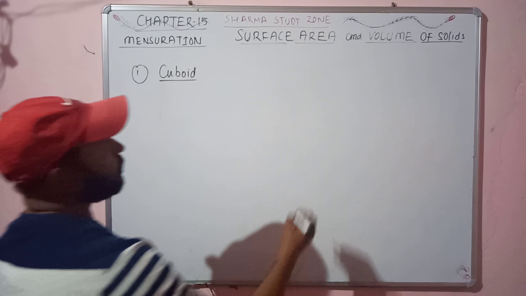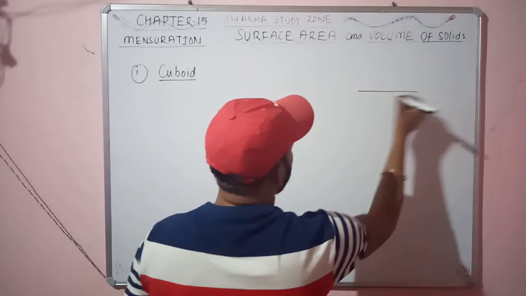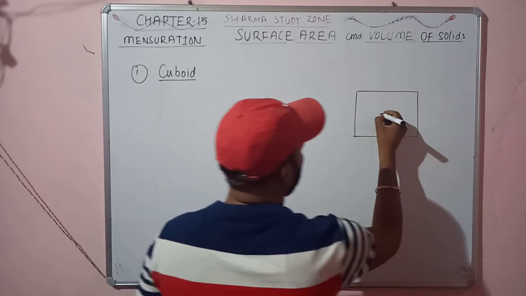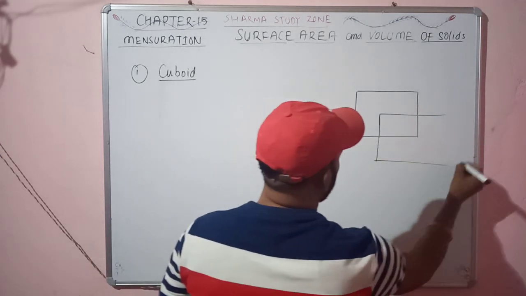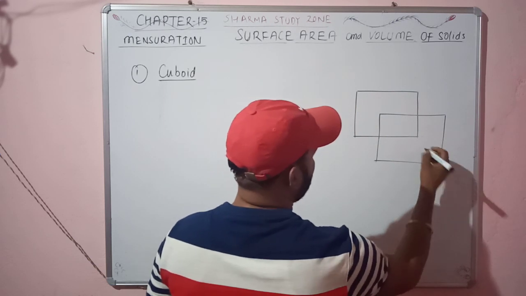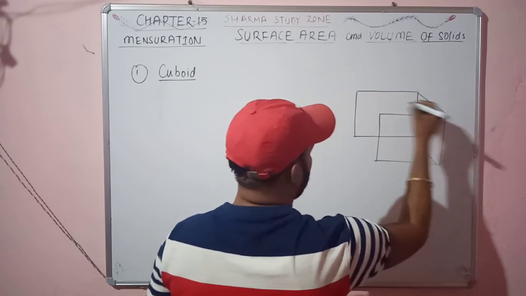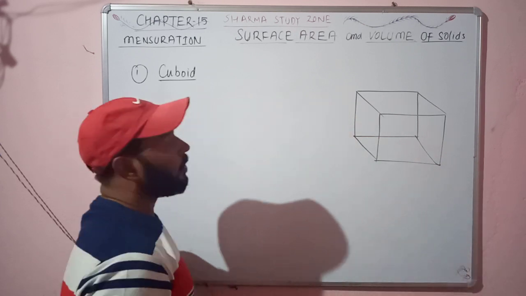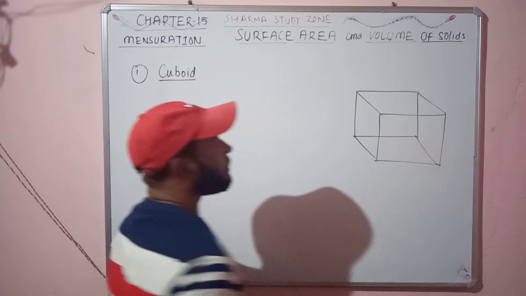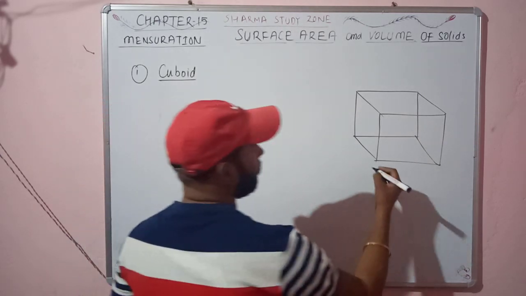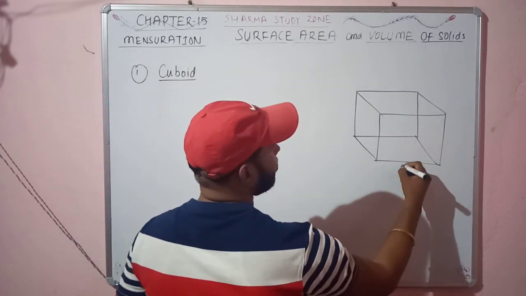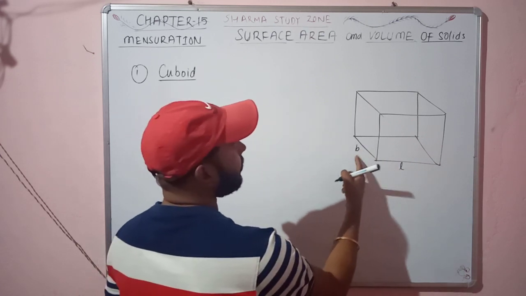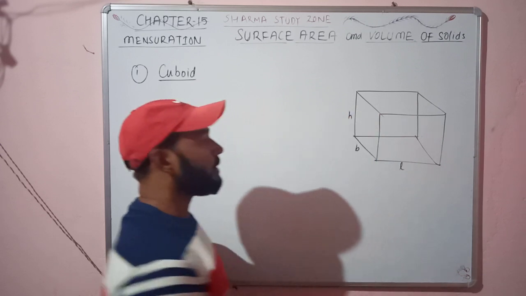Okay, let me draw a cuboid over here. Suppose we have drawn a cuboid over here. In this we have three dimensions. I am representing them. The length is represented by L, this one is breadth which is represented by B, and this one is height which is represented by H.